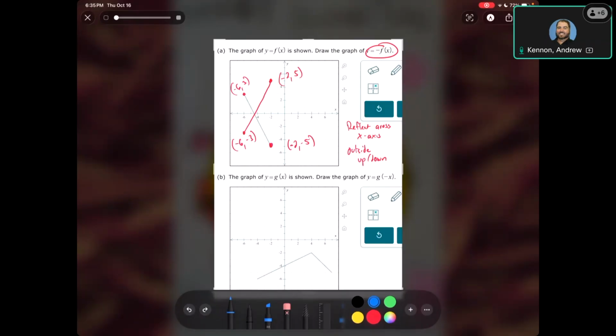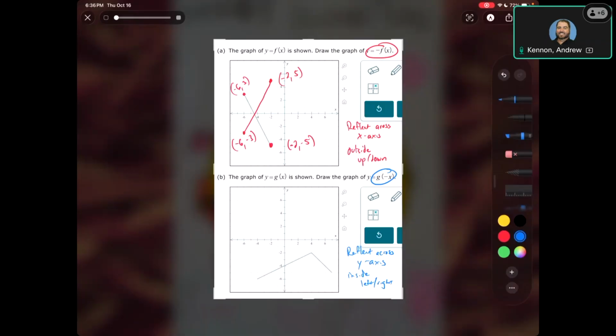If the negative is on the inside, you're going to reflect it across the y-axis. It's on the inside, so it always does something left and right.